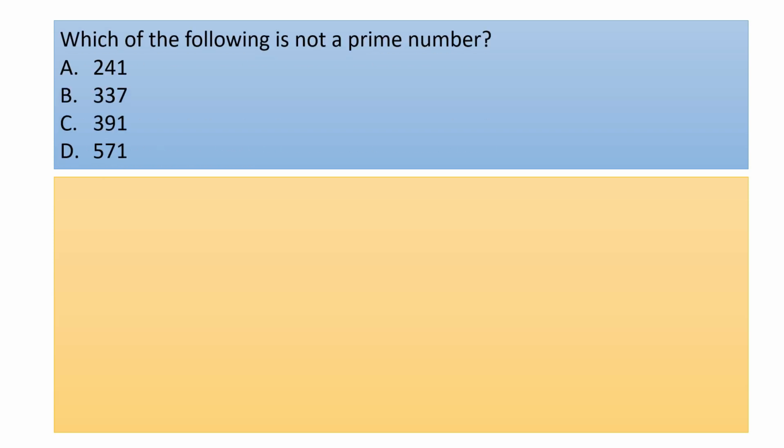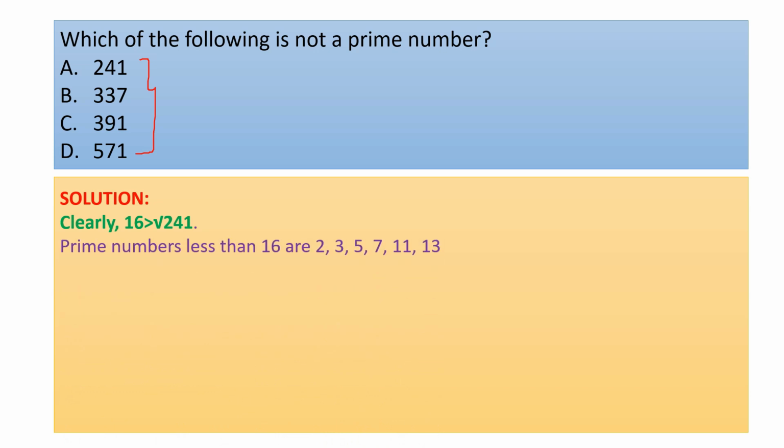Let's see the next problem. Which of the following is not a prime number? Options are 241, 337, 391, and 571. Out of these, we have to find which is not a prime number. We know that for a number greater than 100, to find whether the given number is a prime number or not, first we have to find the closest number to the square root of the given number. For example, first I am considering 241. The closest square root number is 16, and we have to list the prime numbers which are less than 16.